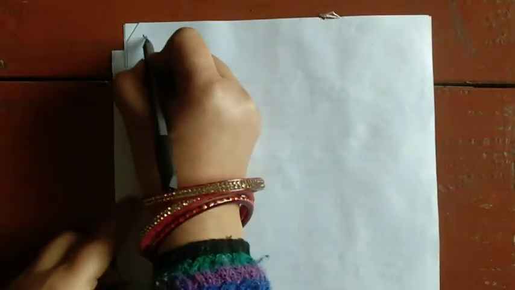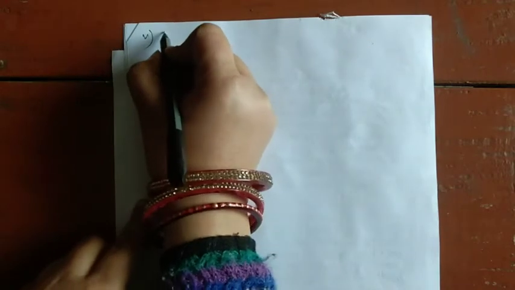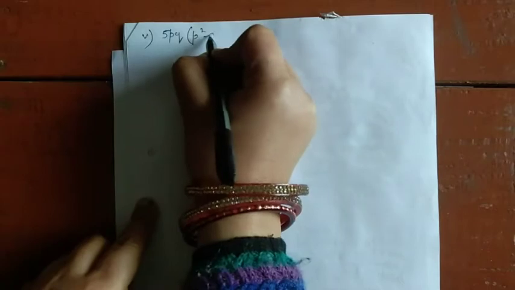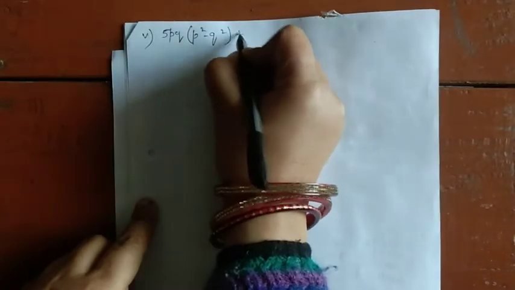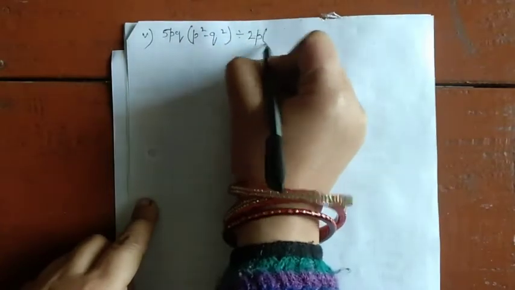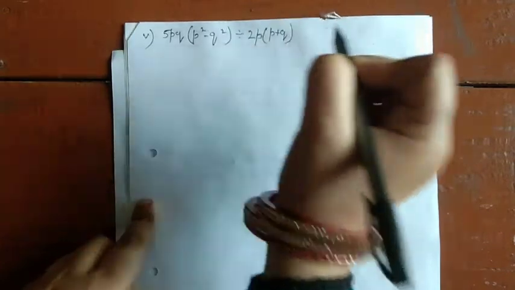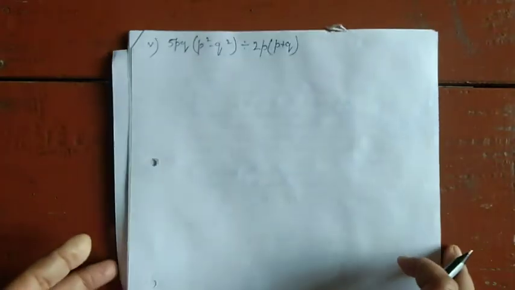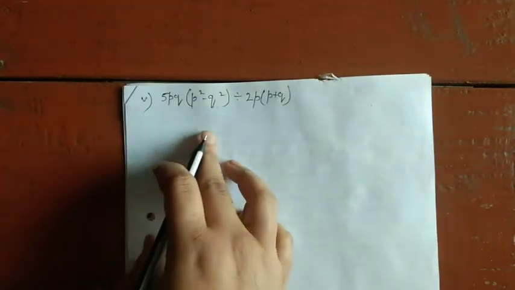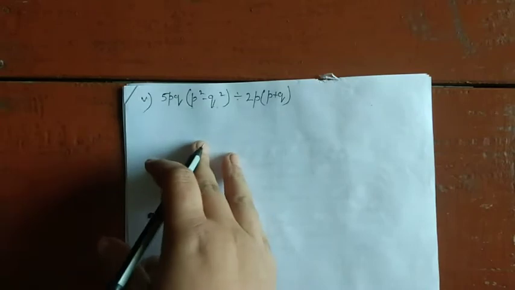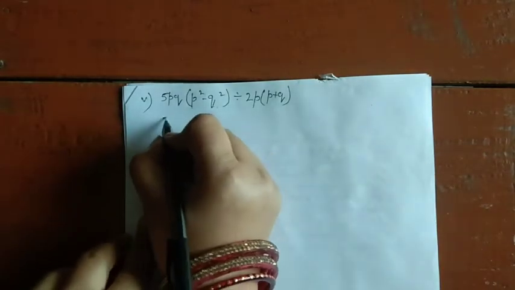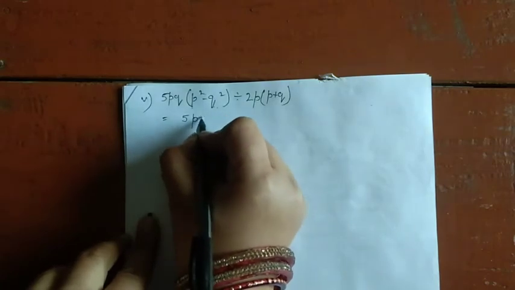Now see what is in the 5th part. In the 5th part we have the question 5pq(p square minus q square), and it needs to be divided by 2p(p plus q). Now see, here we have two terms, both in square. For factorization of two terms that are both squares, which identity do we use? That is a plus b and a minus b. It is quite an easy one. So just see how we are doing it.